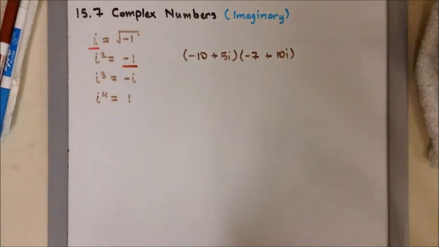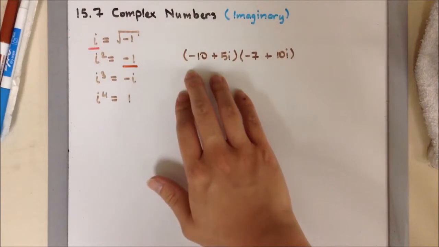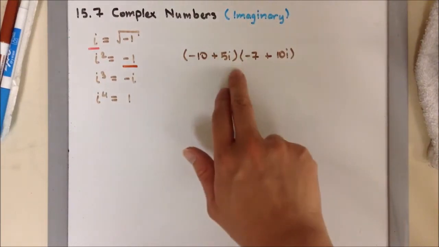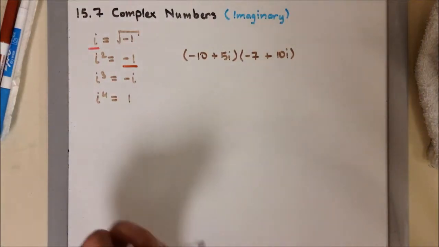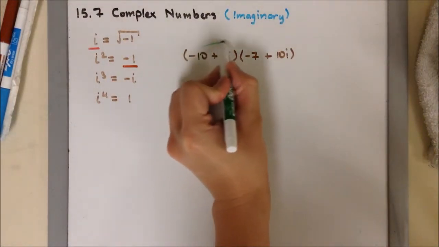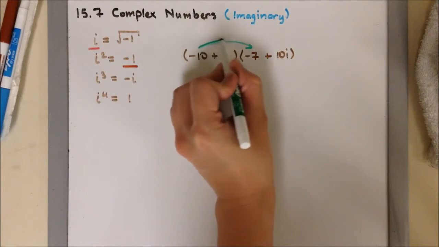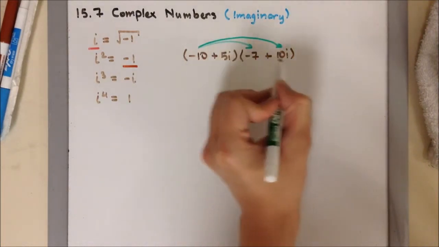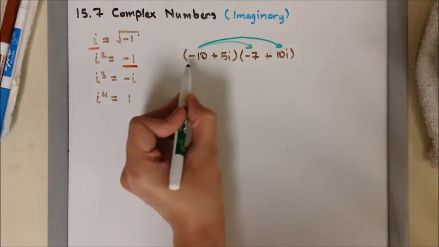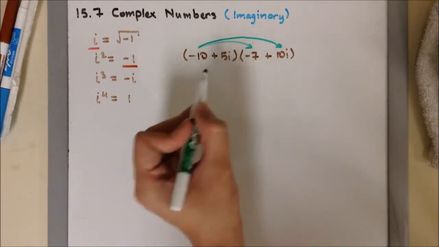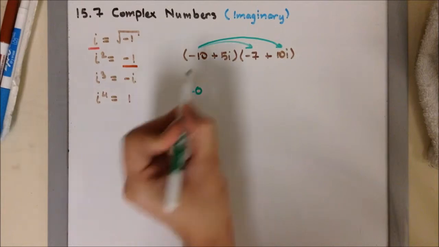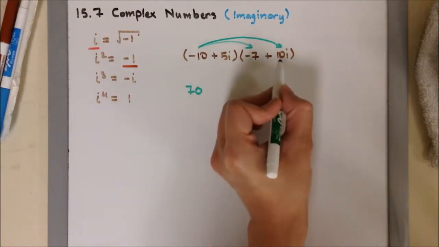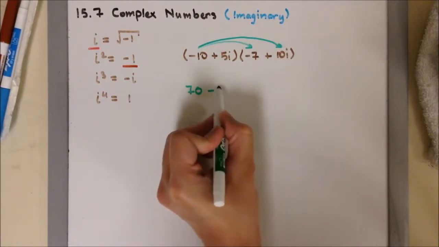Alright, so what we have in the first binomial term is negative 10 plus 5i. It's multiplying to the second binomial, which is negative 7 plus 10i. So my first set of FOIL, I'm working with negative 10 multiplying to the negative 7 and the positive 10i. Negative 10 times negative 7 will be positive 70. Negative 10 times positive 10i will be negative 100i.